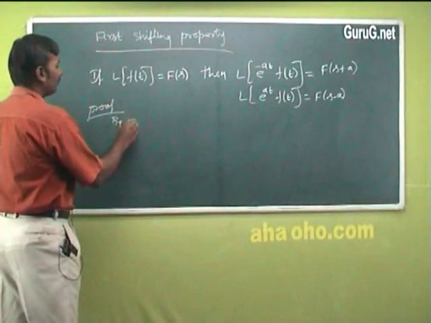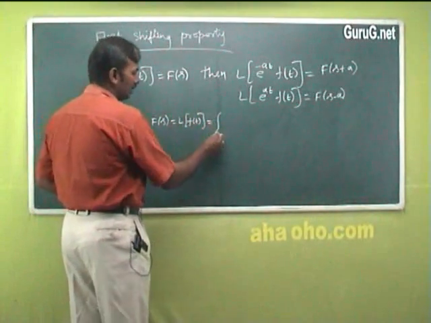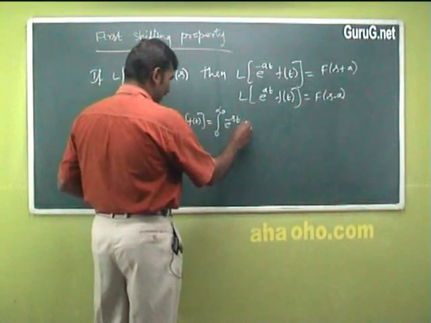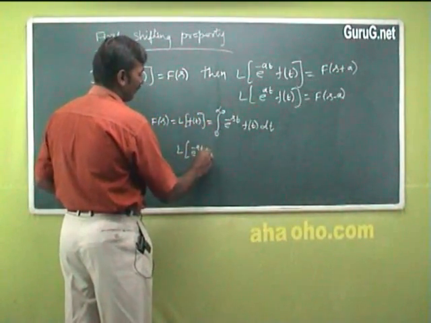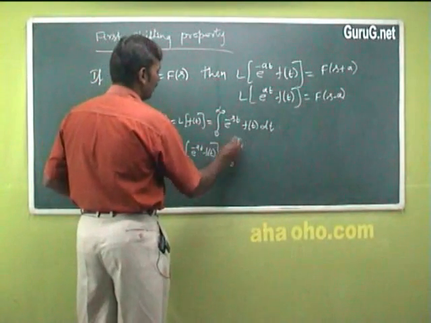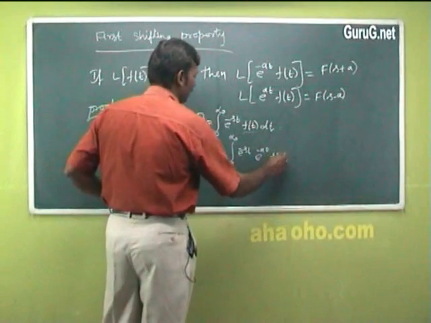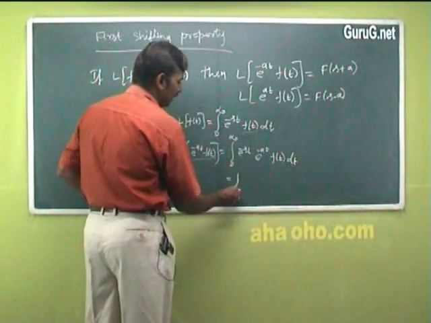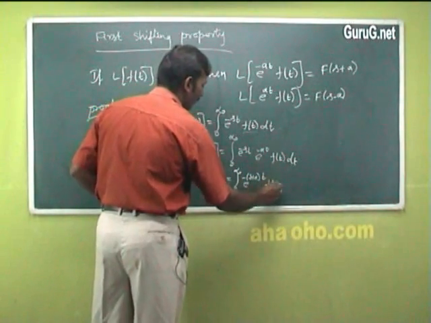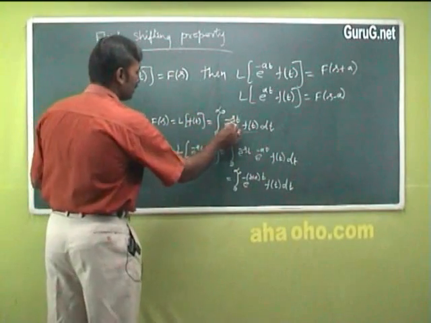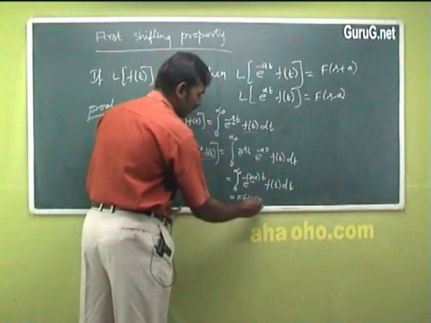So by definition, f of s equals L of f of t, which equals the integral 0 to infinity e power minus st f of t dt, right? So L of e power minus at f of t equals the integral 0 to infinity e power minus st, and in place of f of t we have e power minus at f of t dt. Combining these two, this equals the integral 0 to infinity e power minus of s plus a into t, f of t dt, right? Earlier we had s here, and here we have s plus a. So this is nothing but f of s plus a, right?